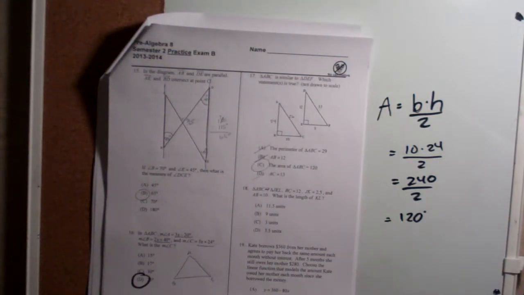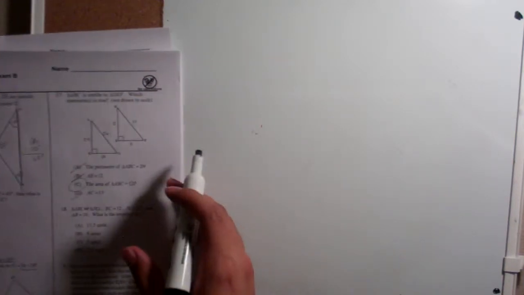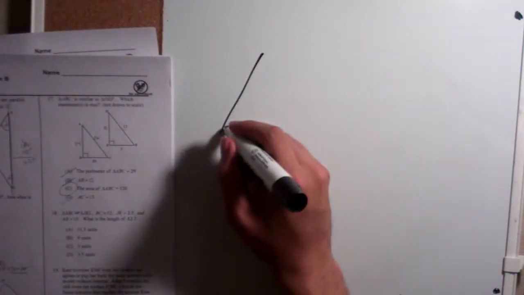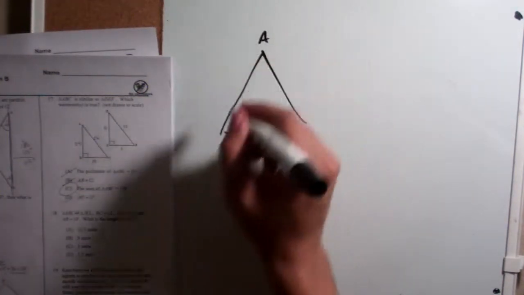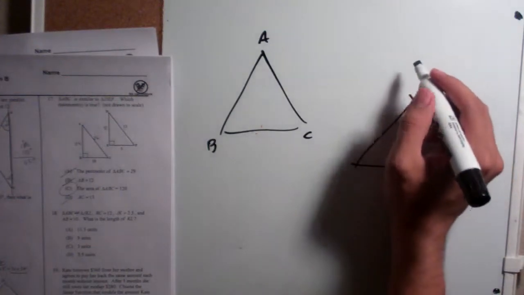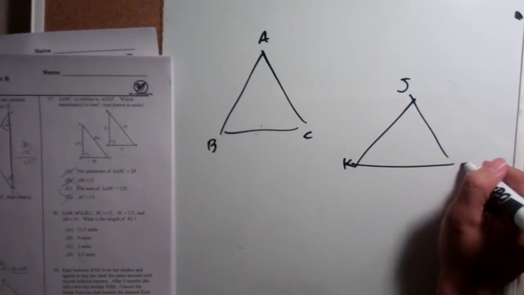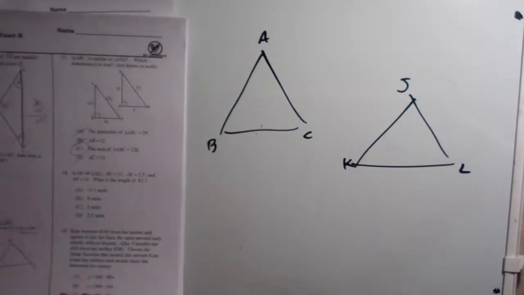All right, getting on to number 18. Number 18 says triangle ABC is similar to triangle JKL. And before I get to filling in the information, what helps for me is to draw a picture. Please, when you get to this, draw a picture. It's going to help you visualize it. So labeling the same way, JKL.